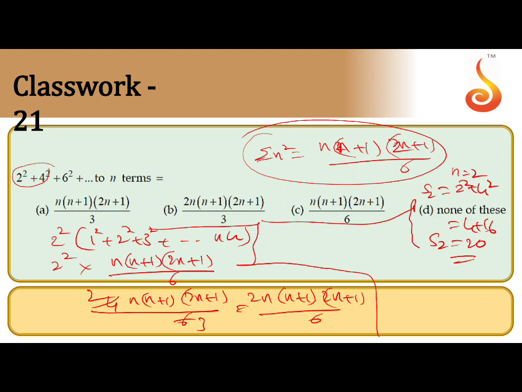I hope you understand here. Take n equal to 2, meaning the sum of two terms: 2 square plus 4 square, that is 4 plus 16, which is 20. We want S2 equal to 20. Which option gives 20? Go for the first option. Substitute n equal to 2 here. So 2 into 3 into 5 by 3, the 3s cancel, we get 10. So not option A, go for option B. So 2n is 2 into 2, 4 into 3 into 5 by 3, the 3s cancel. 4 into 5 is 20. The answer is this one only.